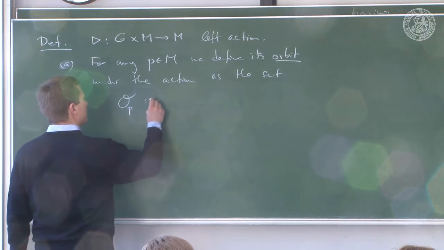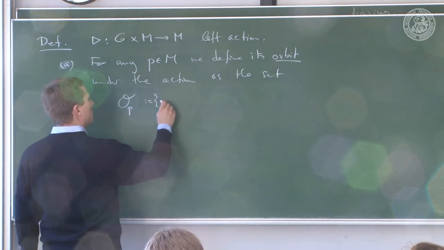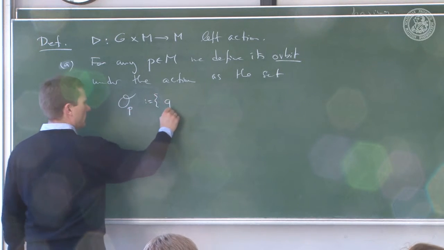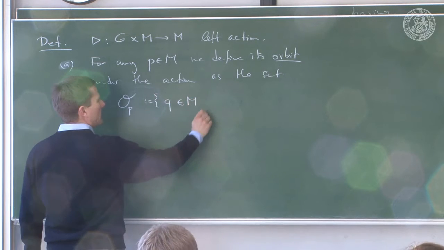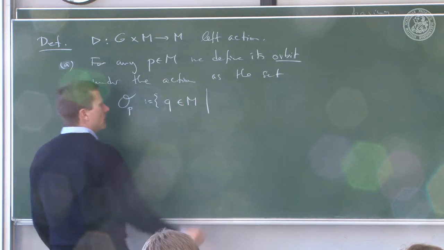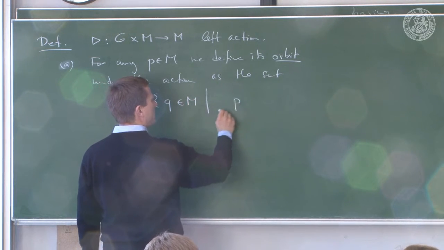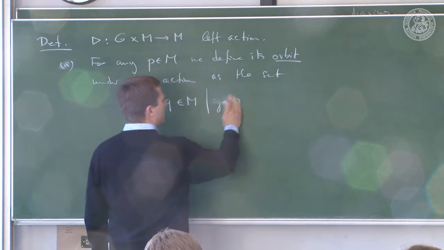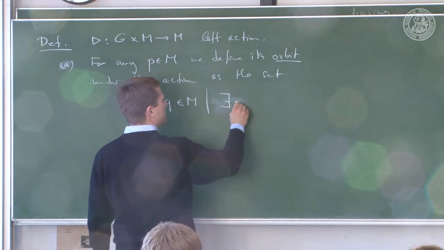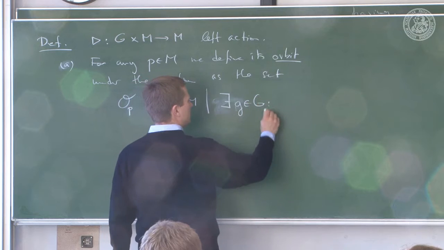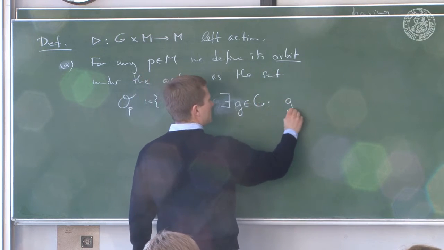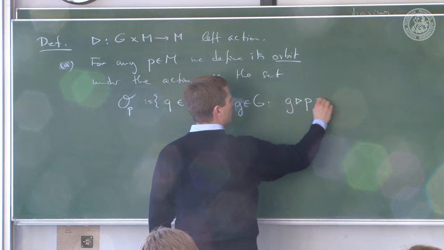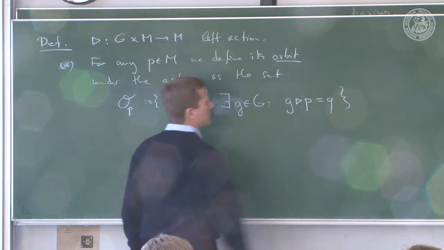What kind of guy is that? That's all the points Q in the manifold which you can reach by starting from P and acting on it from the left with some g. So for all Q for which there exists a g in G such that g acting from the left on P produces the Q.